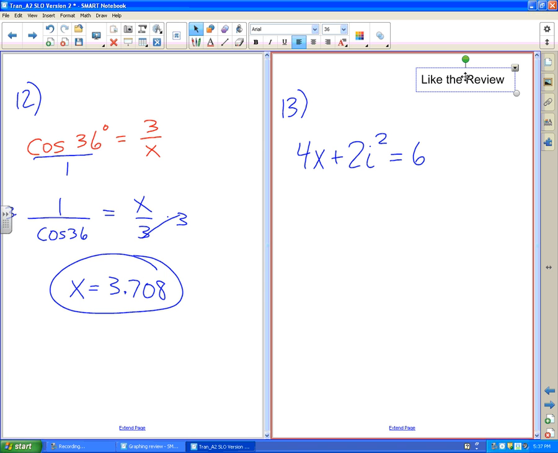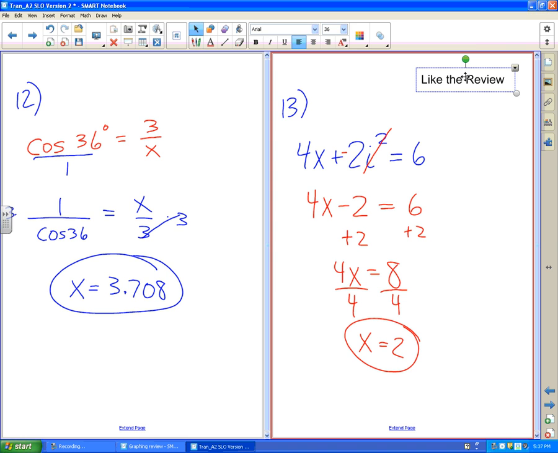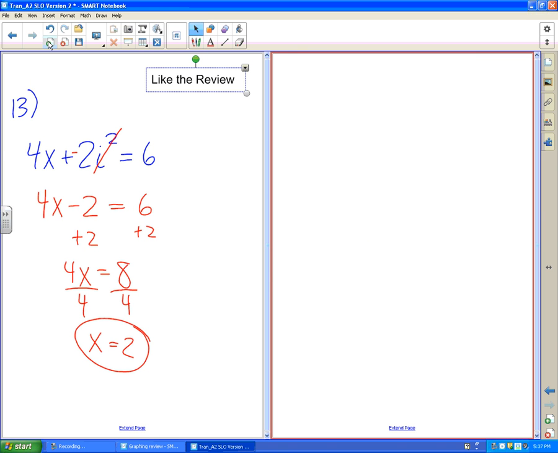As soon as I see an I squared, we should learn that we get rid of that and we change the sign. So really we're doing 4x minus 2 equals 6. Add 2. 4x equals 8. Okay, so you need to know that trick. But get rid of that I squared.